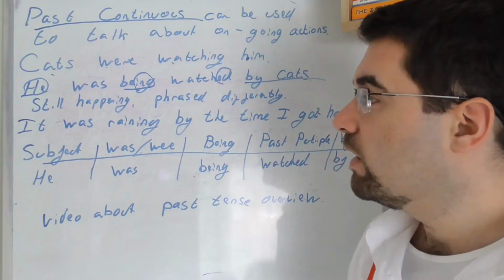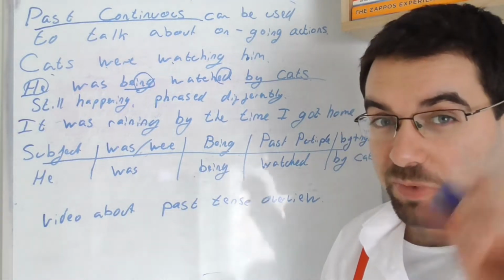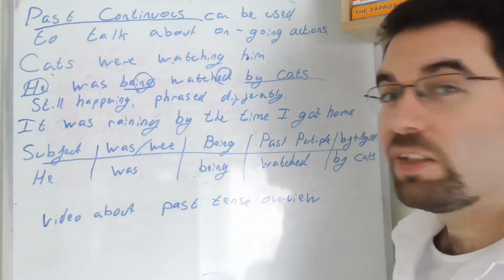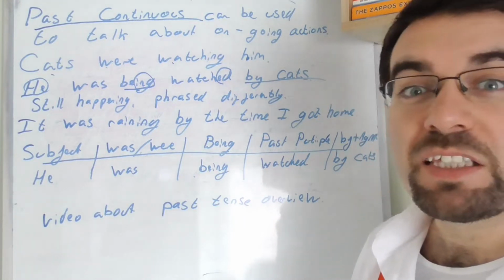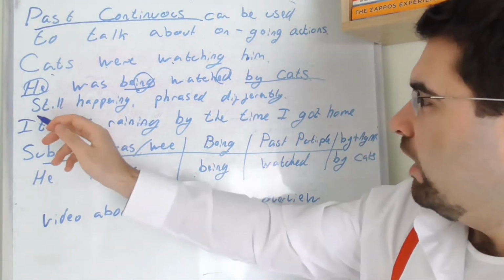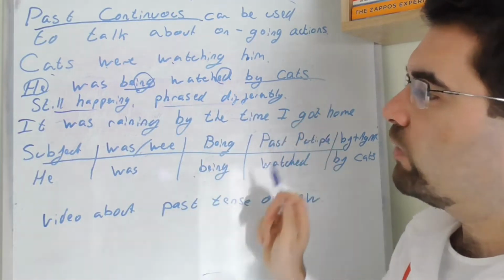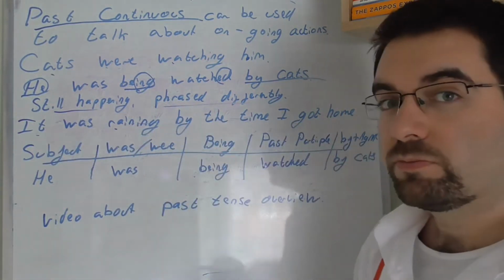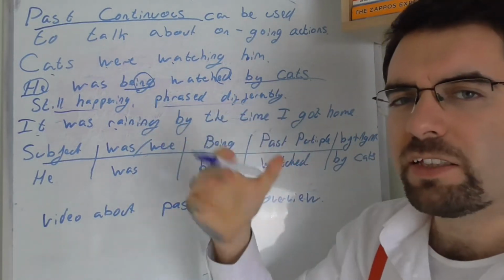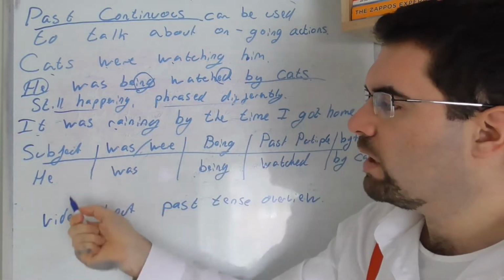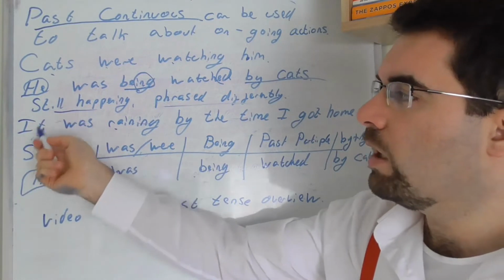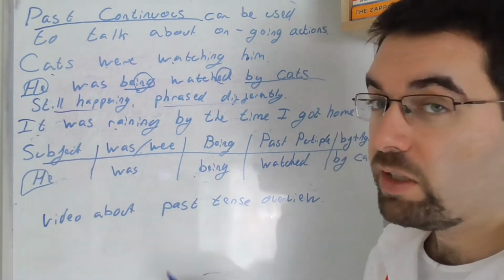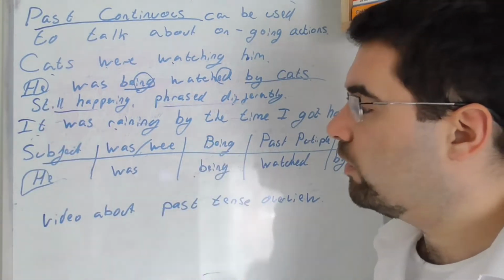He was being, it could be anything really. He was being naughty with his friends perhaps. He was being naughty by himself. Still happening, but phrased differently. It was raining by the time I got home. But let's look at how that sentence is made. So the subject: he, I, it. It was raining by the time I got home.